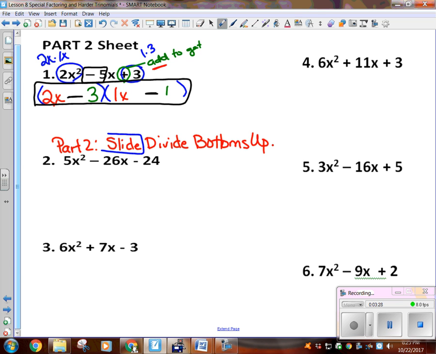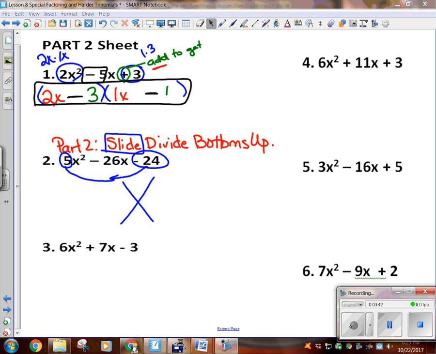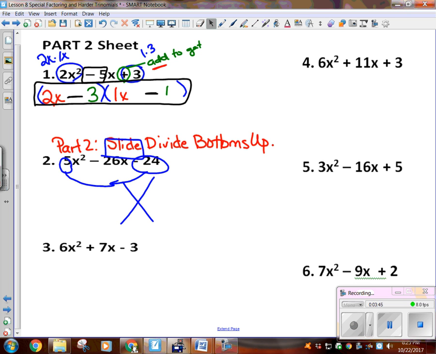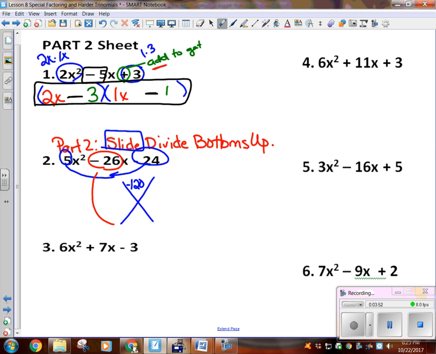The first one is slide. That means take the first number A and the last number, we're going to slide those together. If we multiply 5 times -24, I believe we get -120. And then I'm going to put the one on the bottom, -26. Now these are bigger numbers, okay? But I'm going to mentally ask myself, I'm going to have to multiply to get 120, and I'm going to add to get 126.